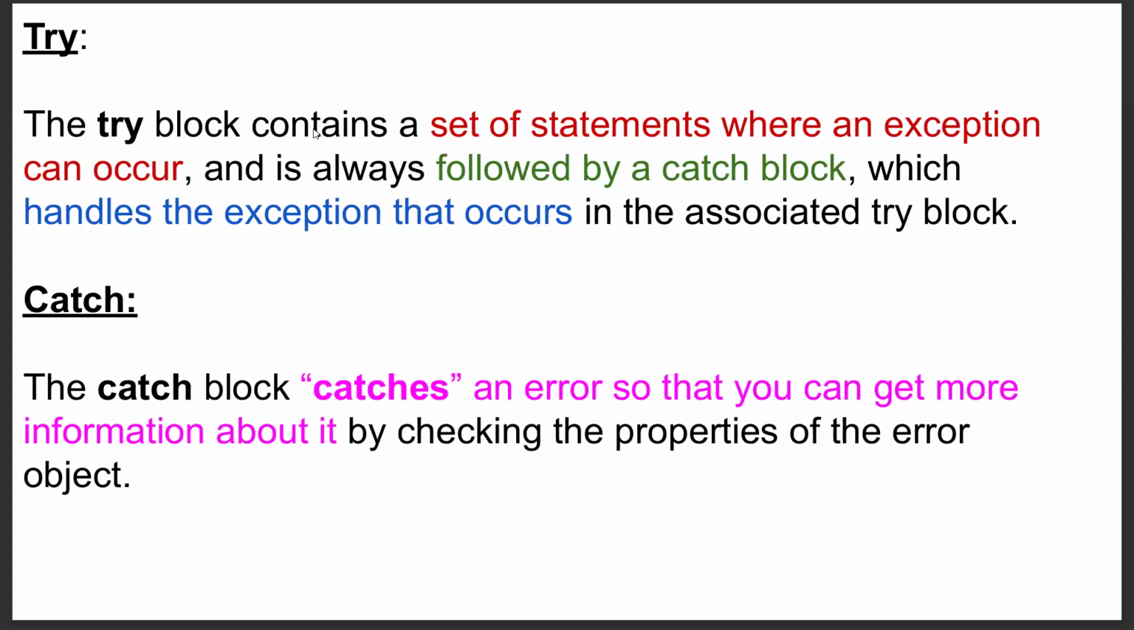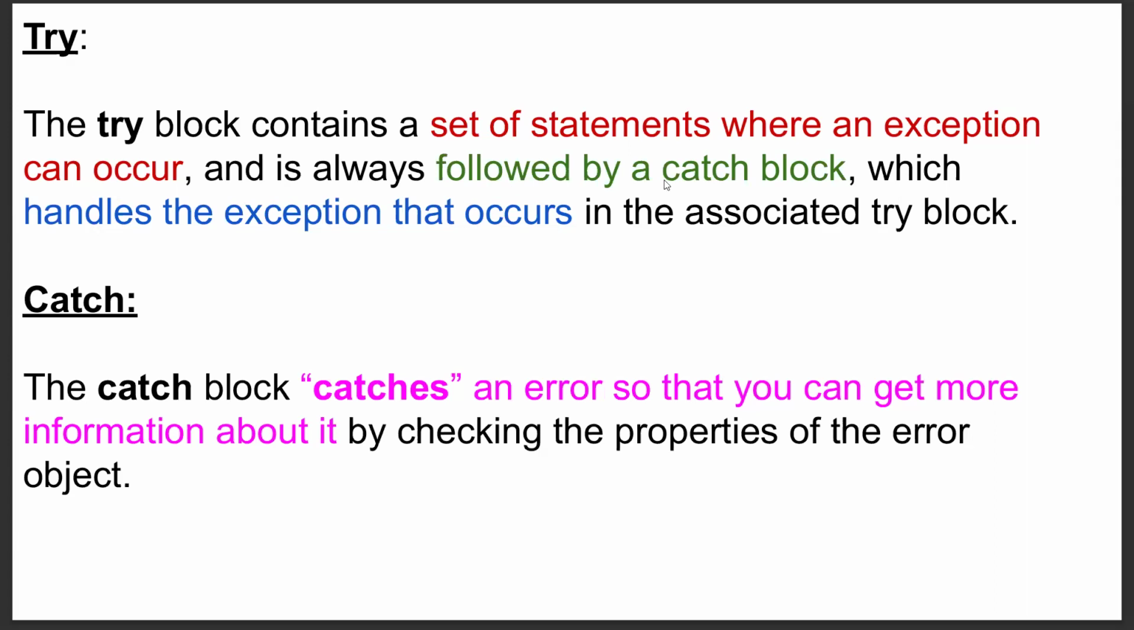The try block contains a set of statements. Guys, it's the same in Java and Python. Same concept in Java and Python, no change. The try block contains a set of statements where an exception can occur, and it is always followed by a catch, which handles the exception that occurs in the associated try block.